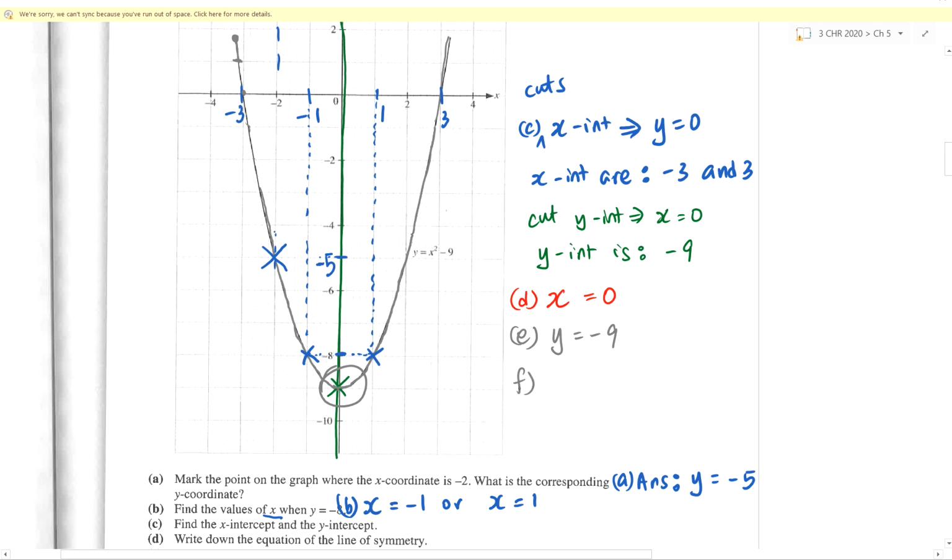And to answer part F, find the coordinates of the minimum point. It is block 0, level -9.